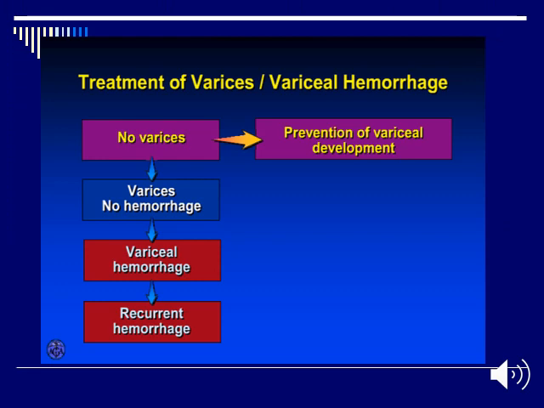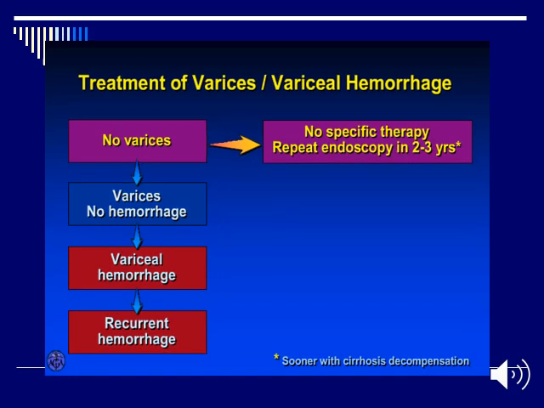So to review that, if the patient has no varices, you try to prevent it. This is called pre-primary prophylaxis, that is before formation of varices, and there is no specific therapy. You should repeat endoscopy in 2 to 3 years if there are no varices.